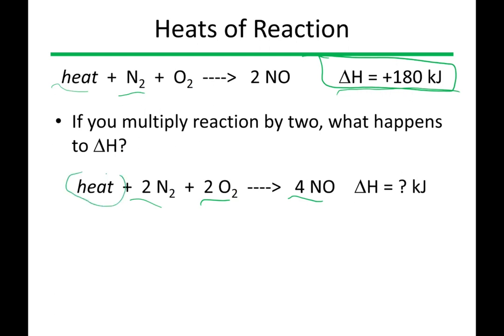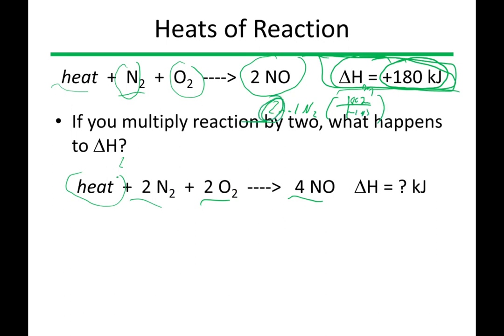When we're thinking about this heat, remember that when we're giving these delta H's of the reaction, it's implied that this is included with the stoichiometry. So this means this is plus 180 kilojoules for every mole of N2, for every mole of O2, or for every 2 moles of NO. If we multiply the whole equation by 2, we now have 2 moles of N2, for example, by 180 kilojoules per mole of N2.